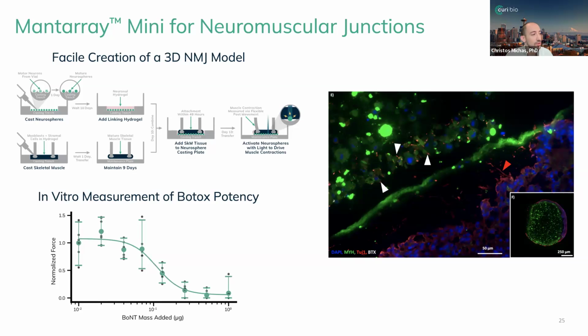And in fact, the neuromuscular junction is inhibited if we add Botox. And furthermore, we can quantify the effect of Botox in a similar fashion as the mouse lethality bioassay to quantify the Botox potency. And you see that on the bottom left here.